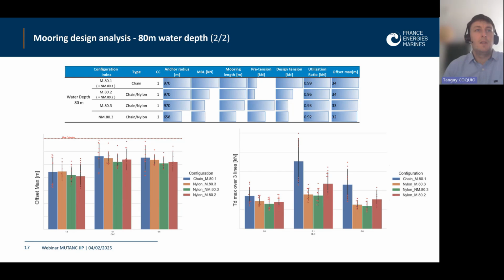What we can see here is that the offset is kind of similar for each configuration. We are always struggling to keep into the offset, but we managed to do so. And for the tension over the 4 configurations, the catenary chain present very important tension, and so this is why the MBL is as well increased for this case.